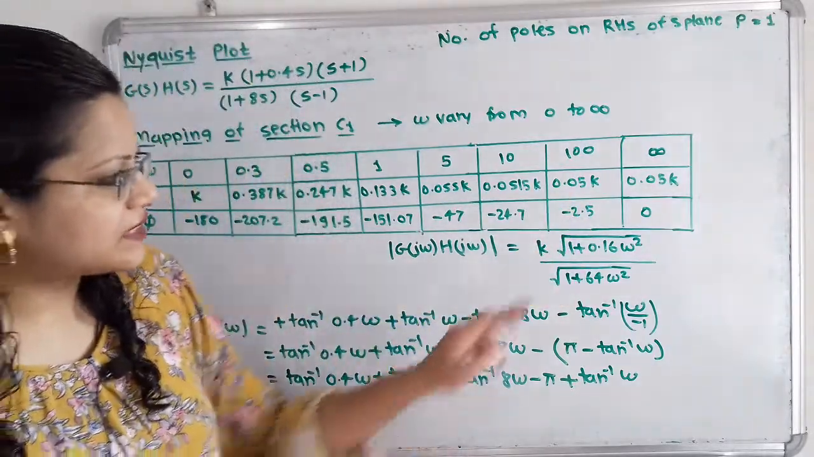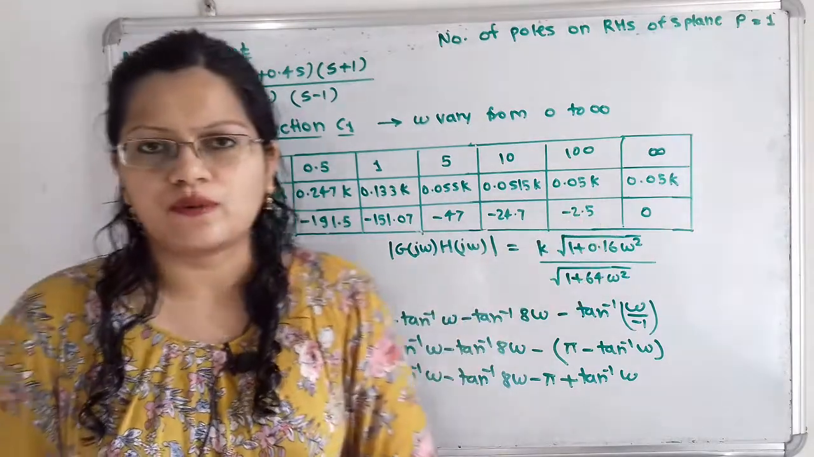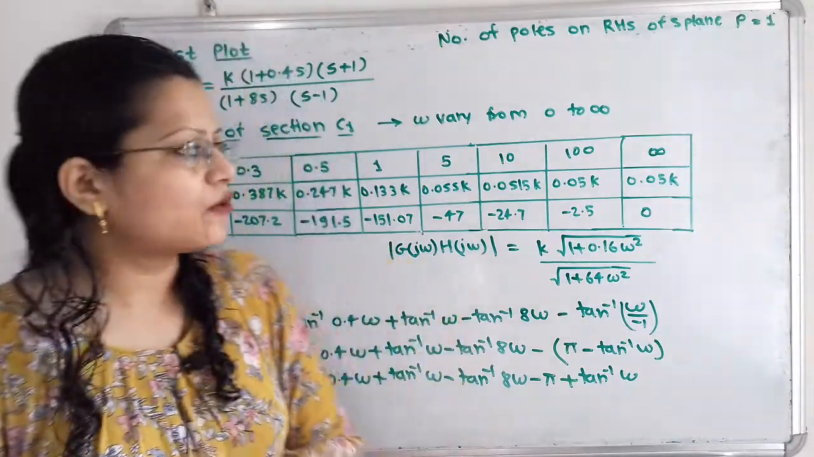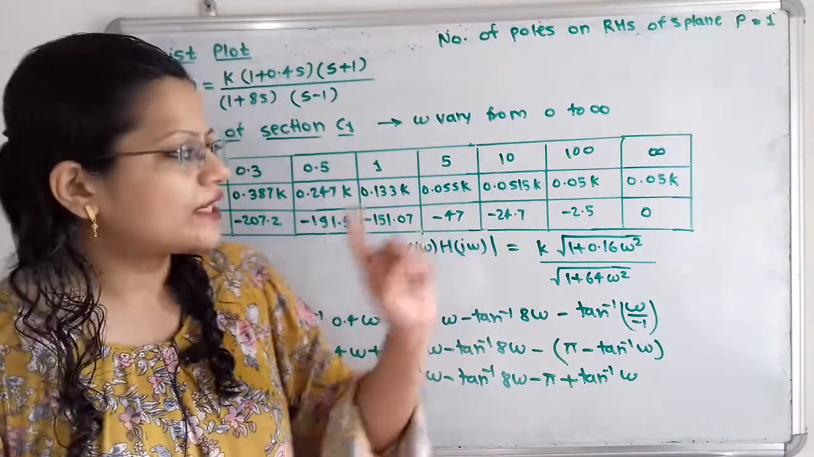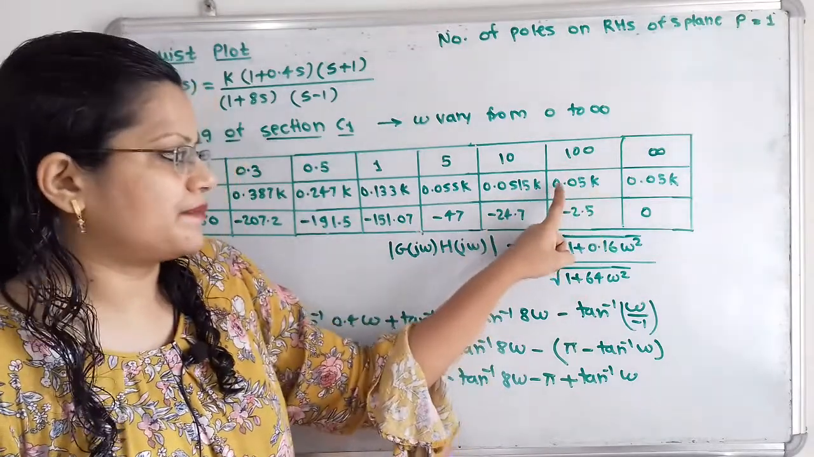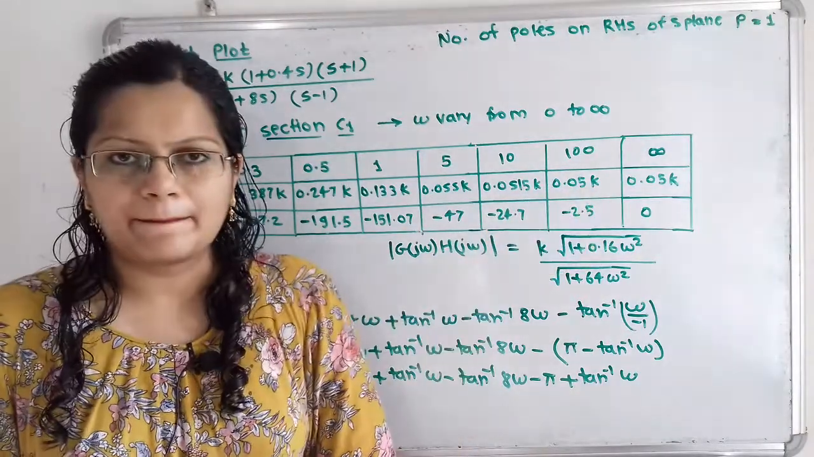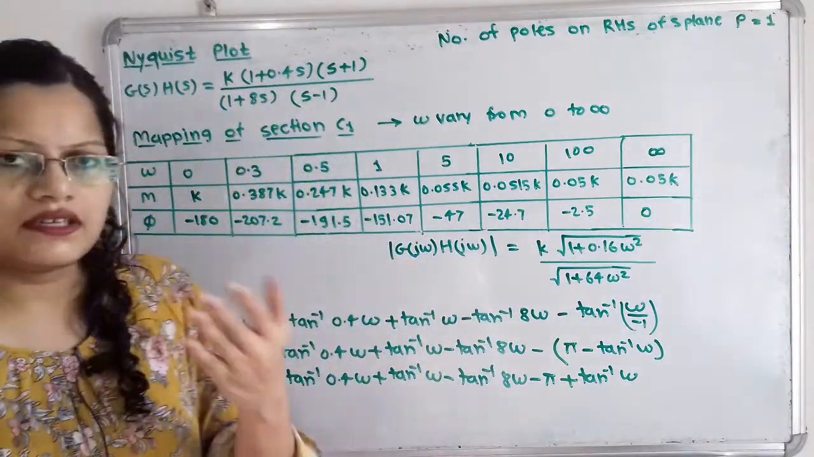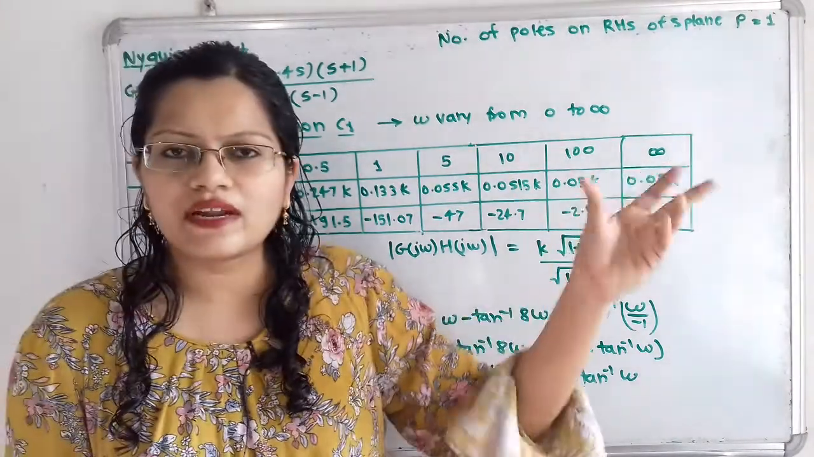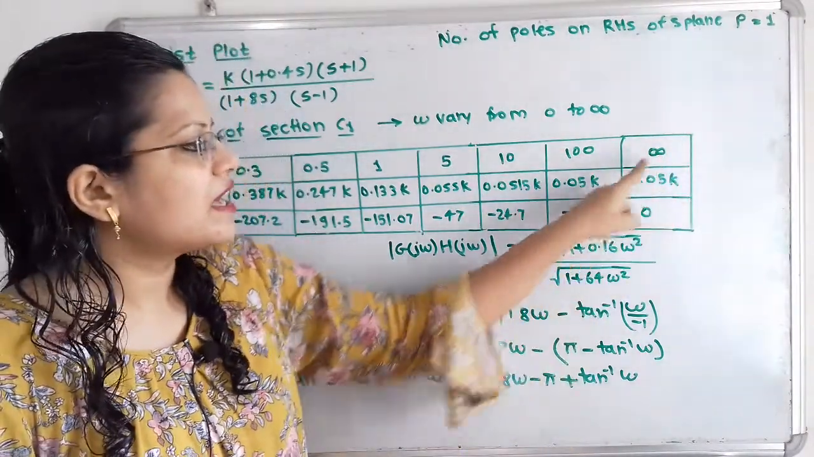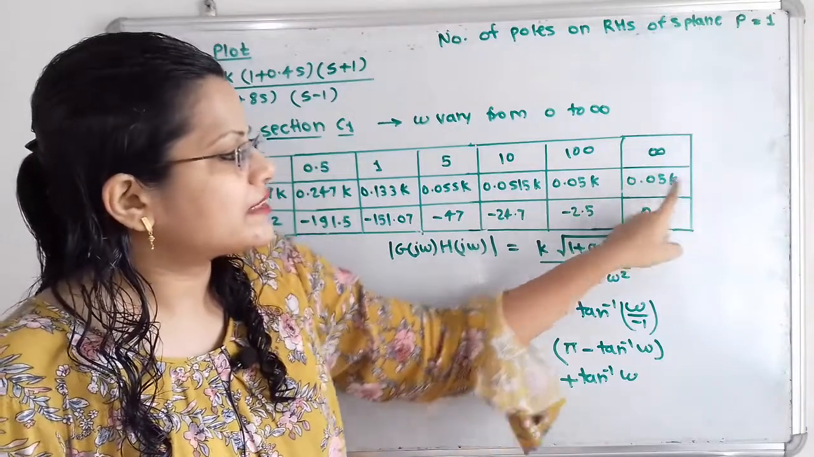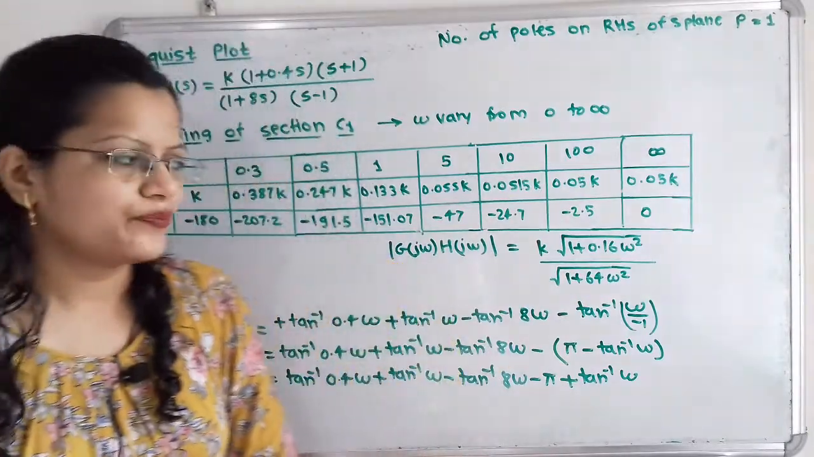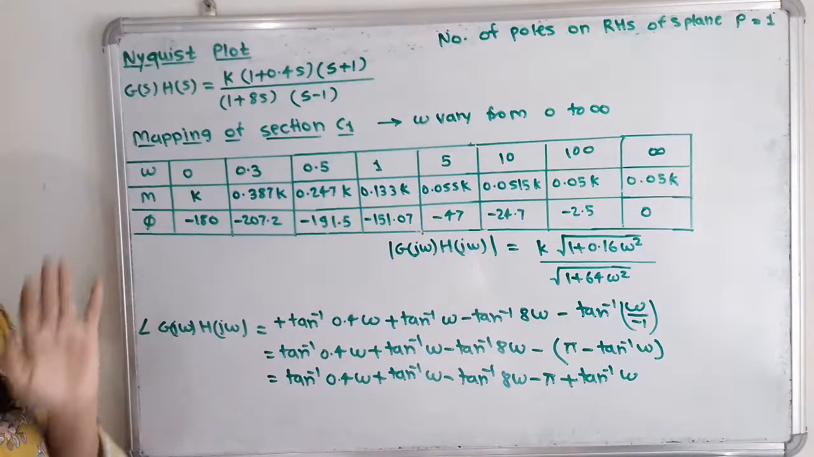So if we observe, this angle is very near to 0. After that, if I use a very large value, suppose we take omega equal to 10,000, then what is the magnitude? The magnitude will remain the same, that is 0.05K, and the angle will become nearer to 0 degree. So instead of writing 10,000 or 1 lakh, we will write infinity, because after that the magnitude remains 0.05K and the phase angle phi is 0. In this way this table is getting completed.